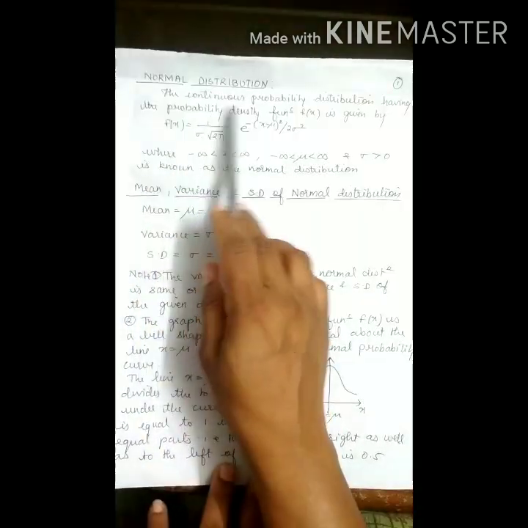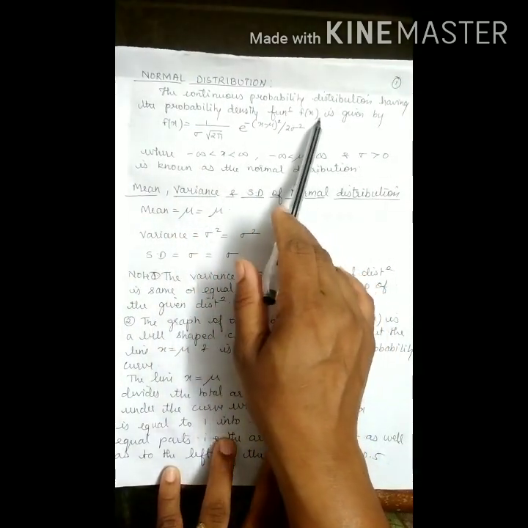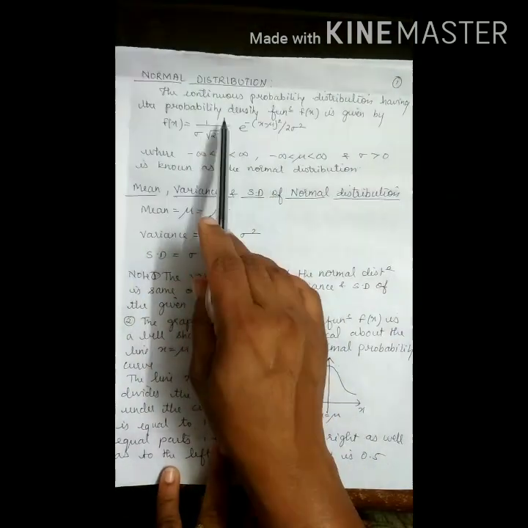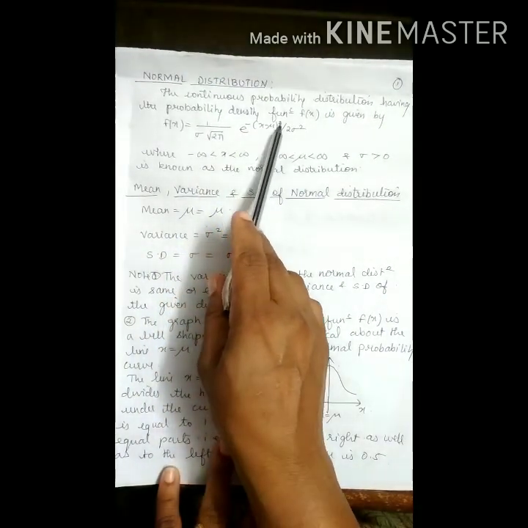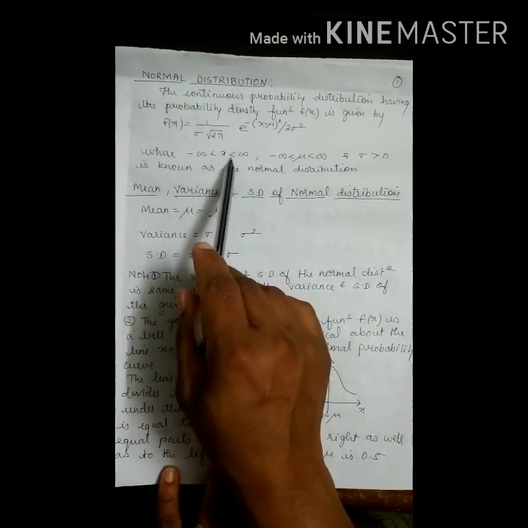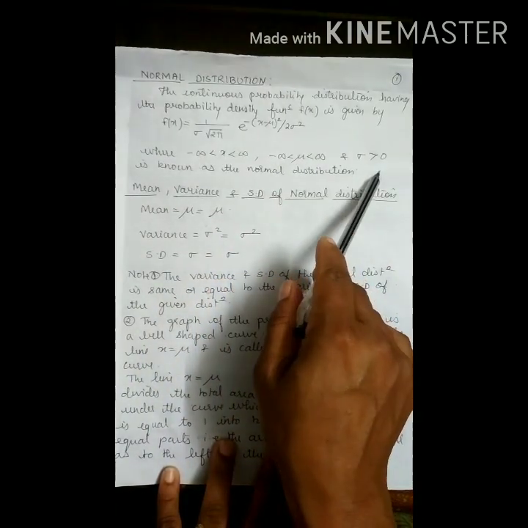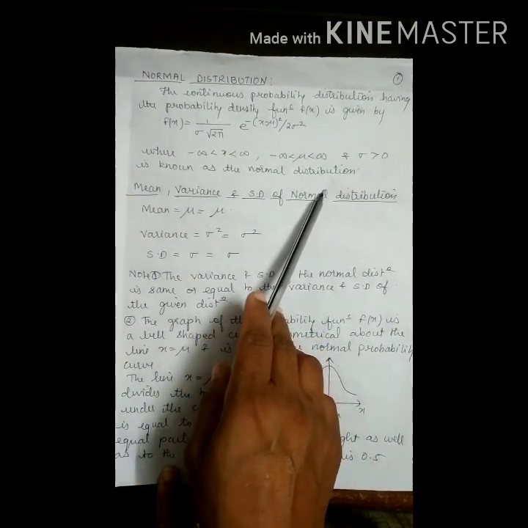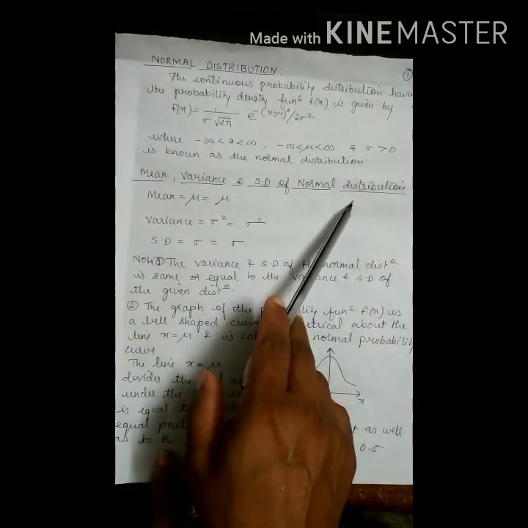To define the continuous probability distribution having the probability density function f of x. Now, we are talking continuous, so we are going to talk in terms of f of x, which is given by f of x equals 1 upon sigma root 2 pi e raised to minus (x minus mu) the whole square upon 2 sigma square, where x ranges from minus infinity to plus infinity, mu ranges from minus infinity to plus infinity, and sigma is greater than 0. Such a distribution is called the normal distribution. Then we will come across the mean, variance and standard deviation of the normal distribution.